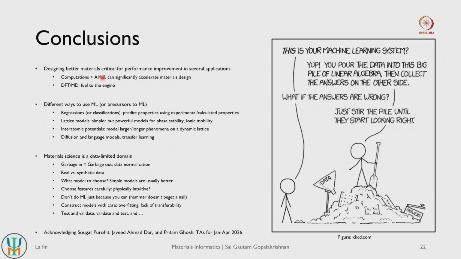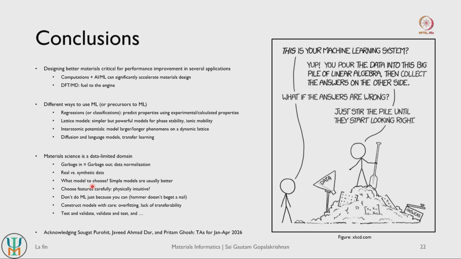So with that I would like to part with some concluding thoughts. Designing better materials is crucial for several applications. Computations and AI/ML can be quite useful. There are different ways to do machine learning, and we saw several possible examples of doing machine learning within material science. But always keep in mind, if you are interested in using or developing models, material science is always a data limited domain. Be careful what kind of data you use to train your models, whether you use real or synthetic data.